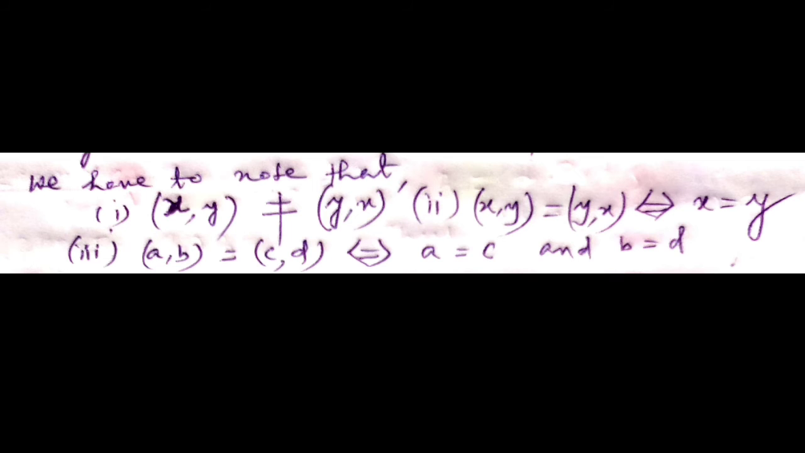It is to be noted that ordered pair (x, y) is not equal to ordered pair (y, x). Secondly, the ordered pair (x, y) is equal to the ordered pair (y, x) if and only if x is equal to y. Again, if the ordered pair (a, b) is equal to the ordered pair (c, d), then a is equal to c and b is equal to d. If two ordered pairs are equal, then their first components are equal and second components are equal.